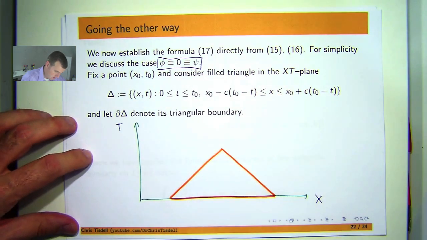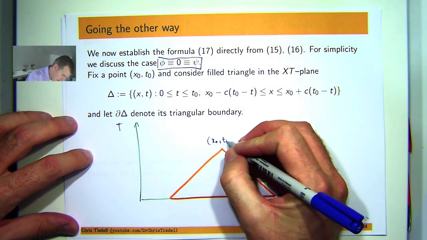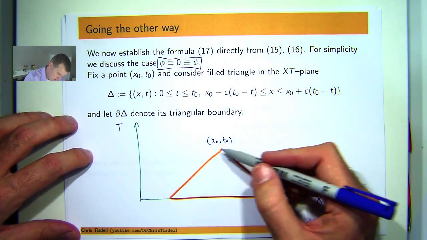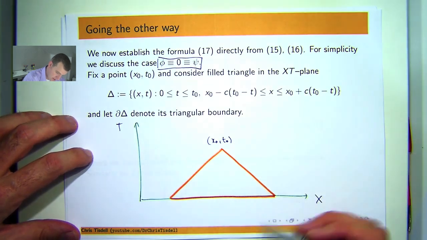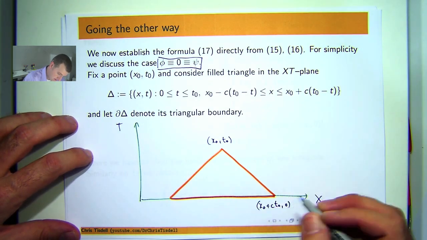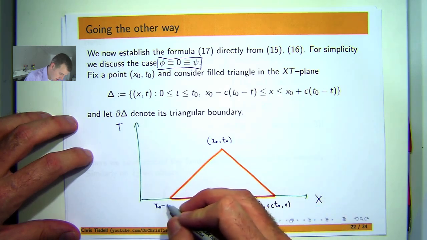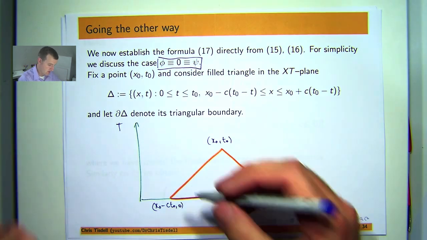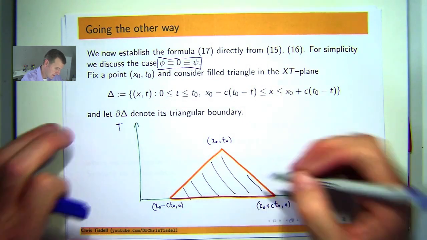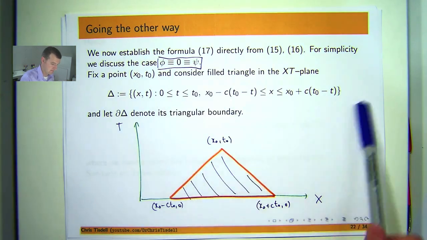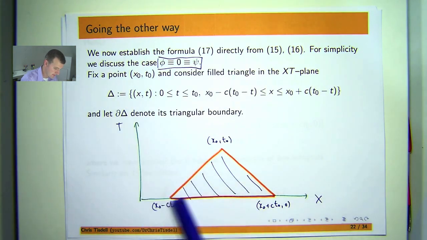Okay, so here's our point x0, t0. This point will correspond to where we have equality here on this line. So that will be x0 plus c t0, comma 0. This will be x0 minus c t0, 0. Okay, so this region then is this triangle or delta set here. And the boundary is just the 3 line segments.